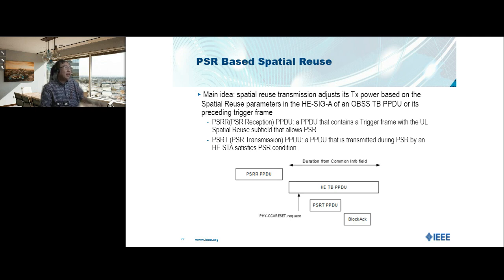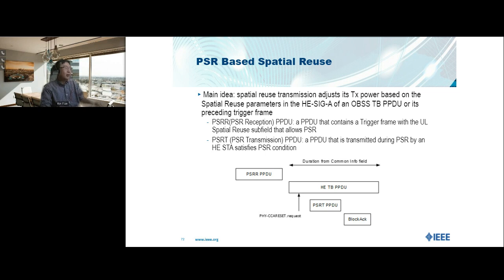In this case, 11ax only applies it to the trigger-based PPDU. In other words, the spatial reuse transmission will again adjust transmit power, but instead of being based on a fixed OBSS PD level determined by the signaling or the spec, it's based on the parameters in the HE-SIG-A of the OBSS trigger-based PPDU, or the preceding trigger frame.